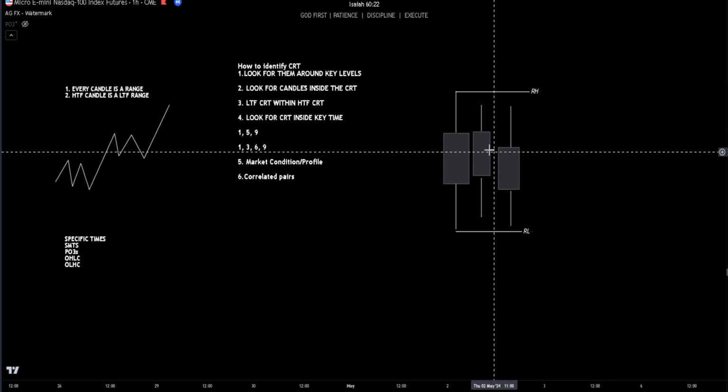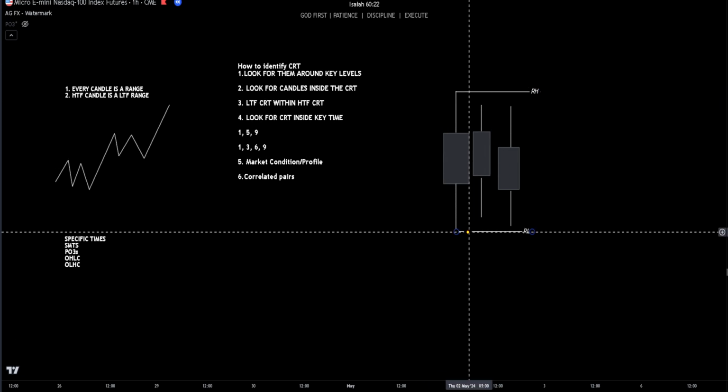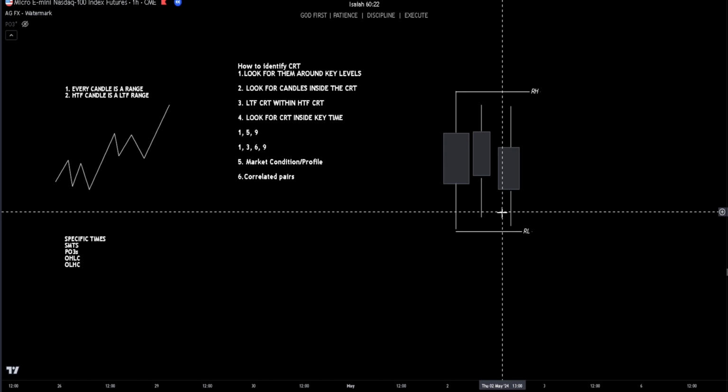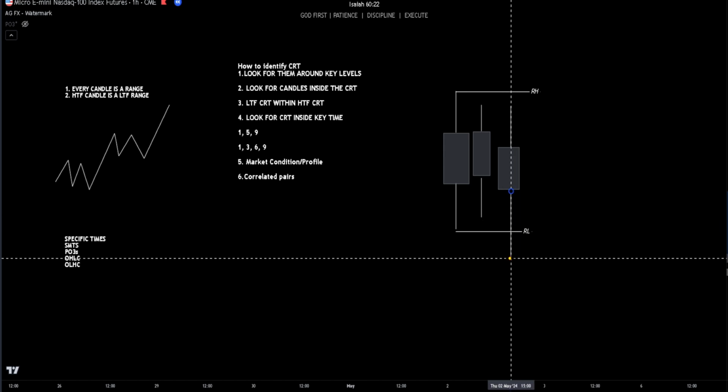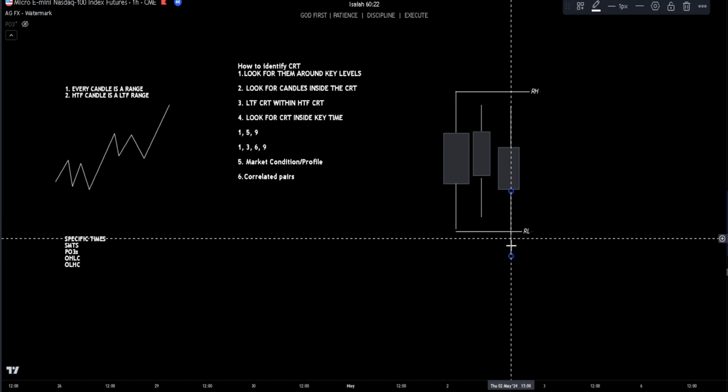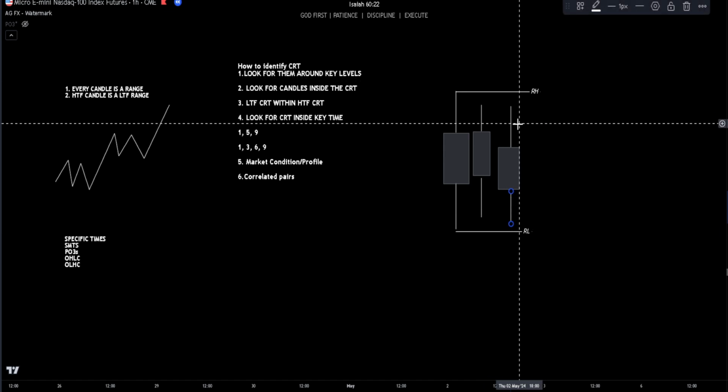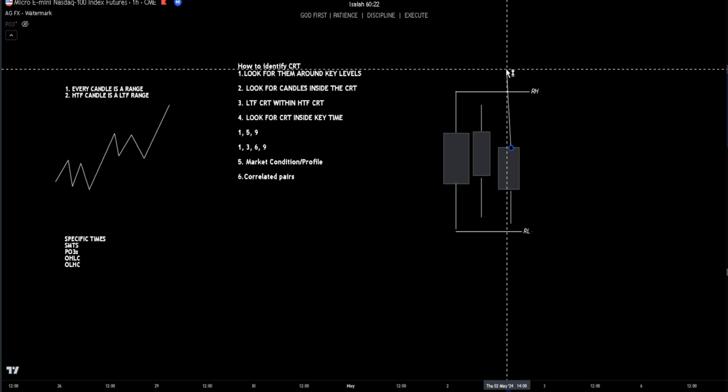So going back to this example right here, this drawing. What we want to see if we're bullish is we want to see price take out this range low, and if we're bearish, we want to see price take out this range high.